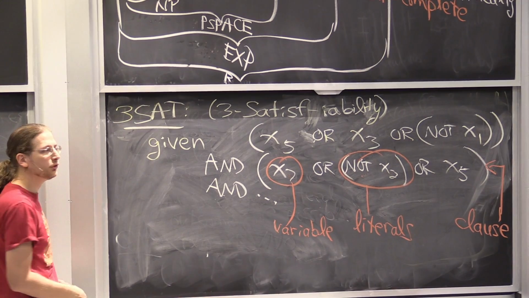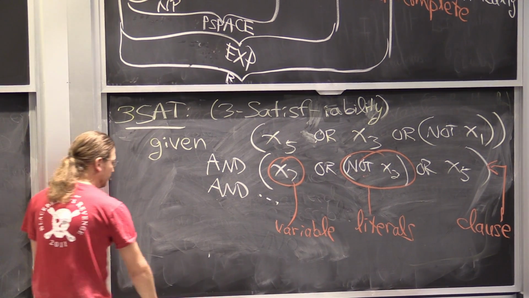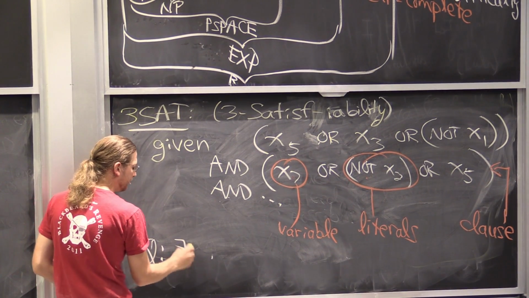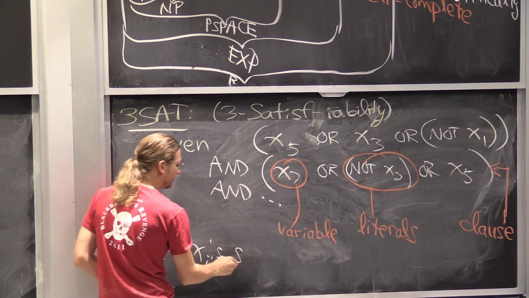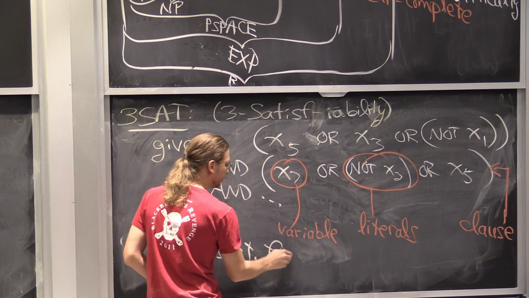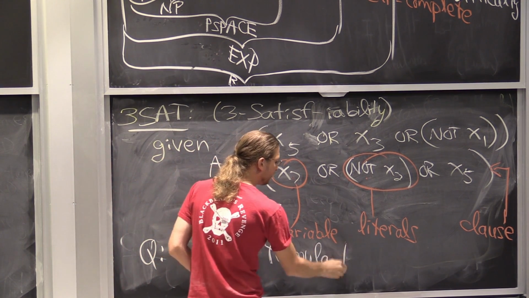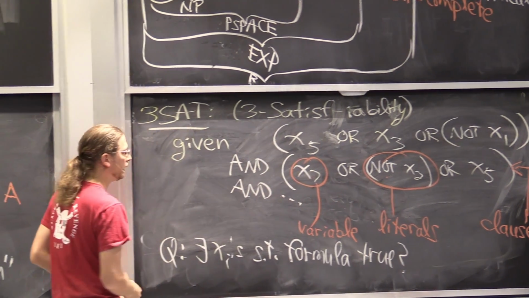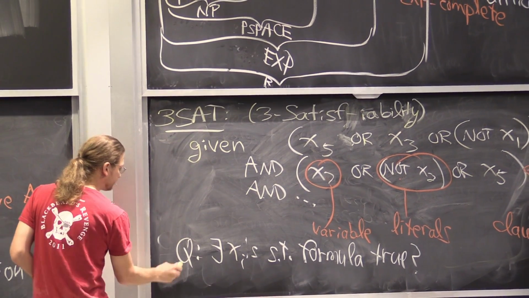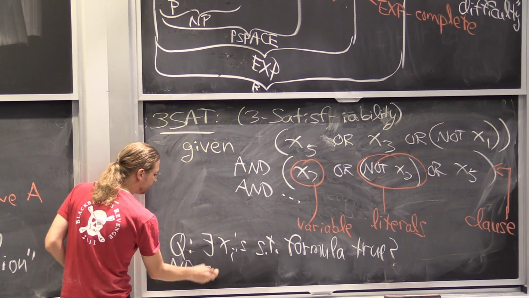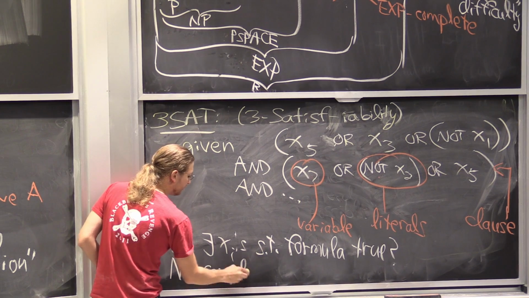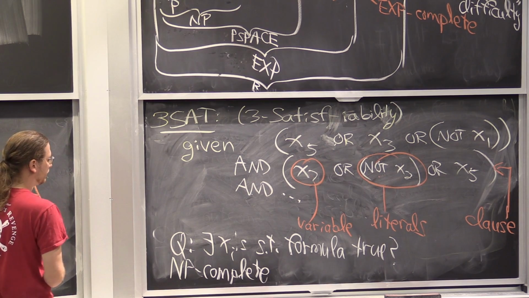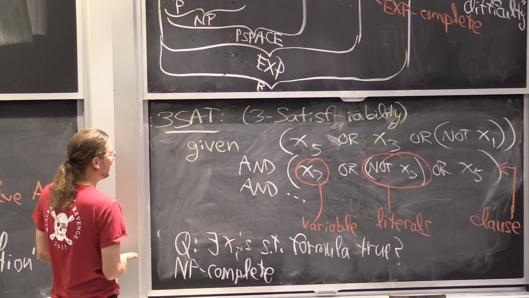And the question is, can you make this formula true? That's what you want to know. Do there exist xi's such that the formula is true? That's a decision problem, and it's NP-complete. It is almost the first problem proved NP-complete. It's like the second problem proved NP-complete.